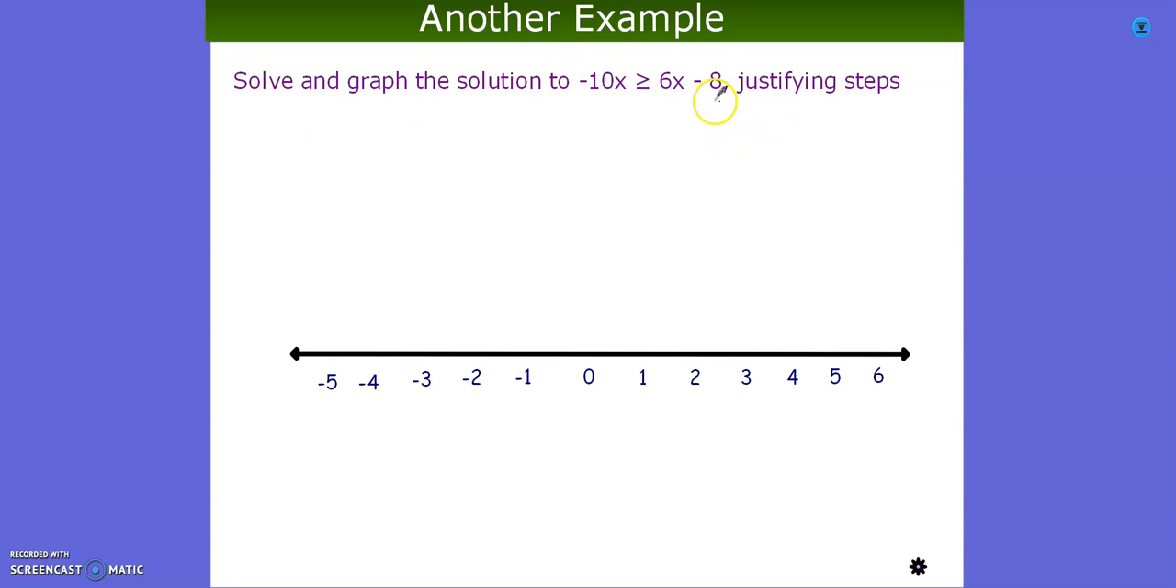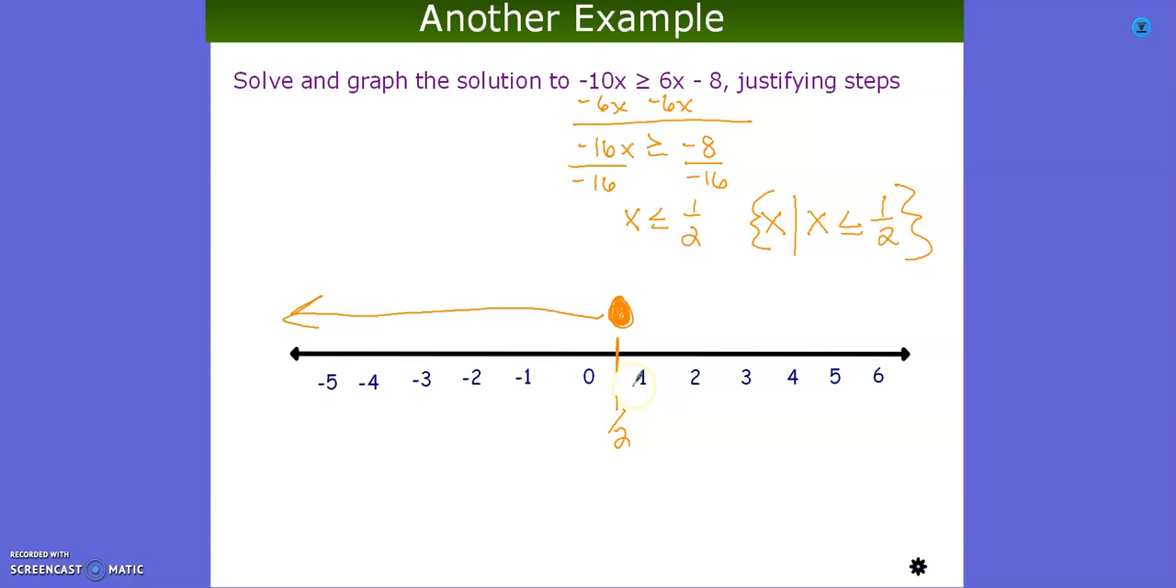All right, let's see if we can go ahead and solve this one. So you can pause your video and try it yourself and then graph it. All right, so when we solve and graph this solution, first I went ahead and subtracted 6x, so that's using the subtraction property of inequality. Then we simplified. And the second step would be to divide by negative 16. That's using the division property of inequality. So if I'm dividing with a negative number, then my inequality symbol needs to flip, and I get my solution of x is less than or equal to 1/2.